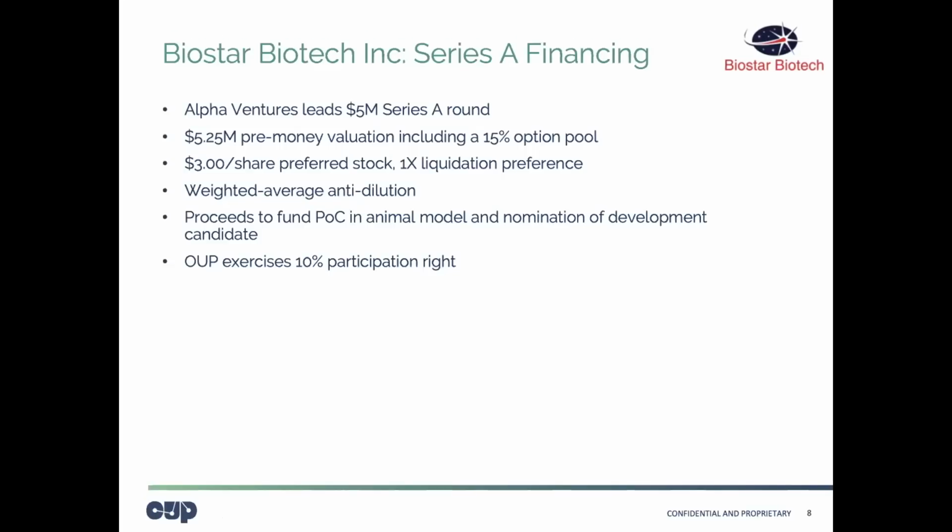In addition to liquidation preference, the preferred stock has an anti-dilution provision. Here it's weighted average, which is typically seen. This essentially changes the conversion price for the Series A, or the number of shares bought in the Series A round, if the company raises money at a lower price in the future.